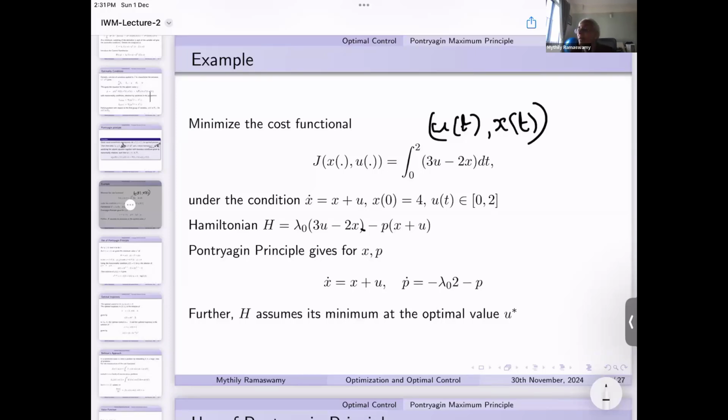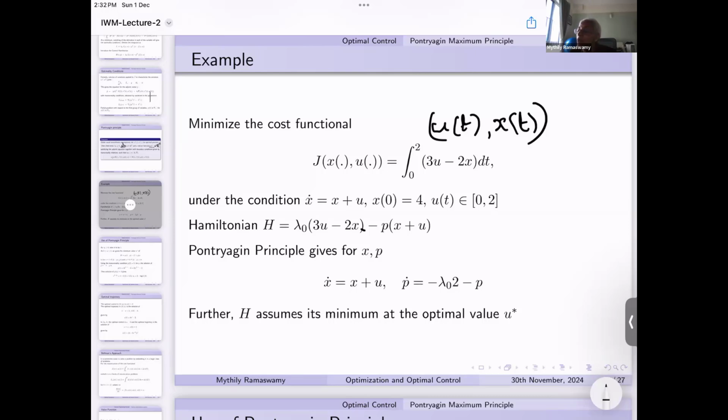And then I can put it in to calculate u. But how to find out u? See, p can be solved, but I don't know how to find u. So there we have to use the fact that H assumes its minimum at the optimal value u star.